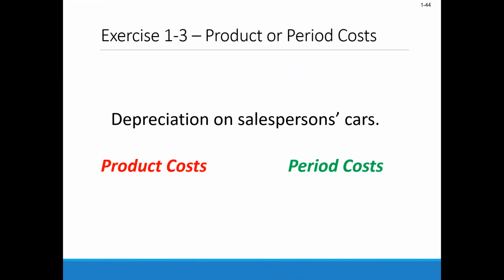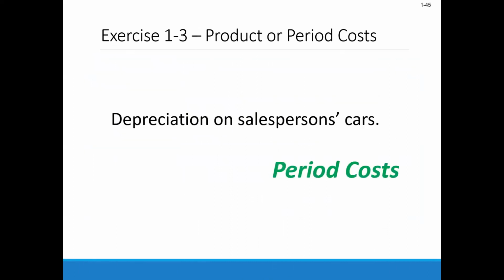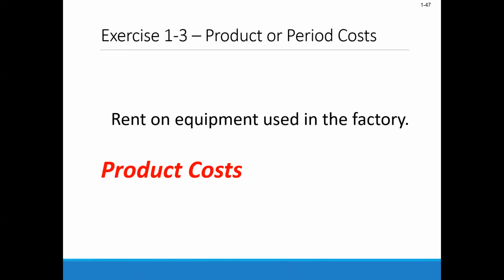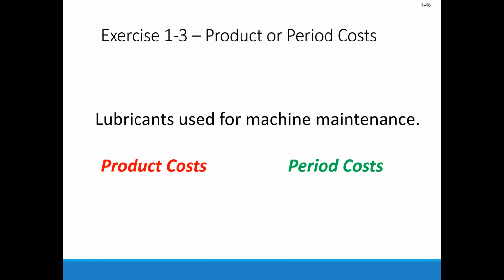Depreciation on salespersons' cars. Are they a product cost or a period cost? They're period costs because it's a salesperson. Sales and administrative expenses go straight to the income statement. It's not part of producing the product. Okay. Rent on equipment used in the factory. Product. Lubricants used for machine maintenance. Product.